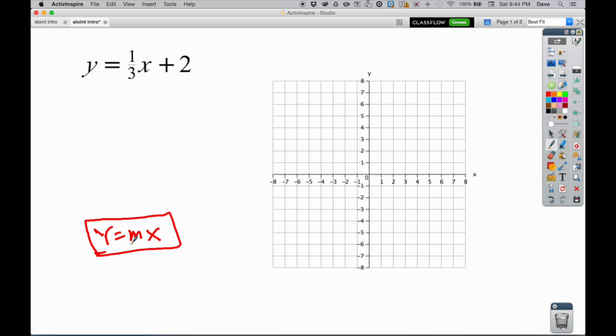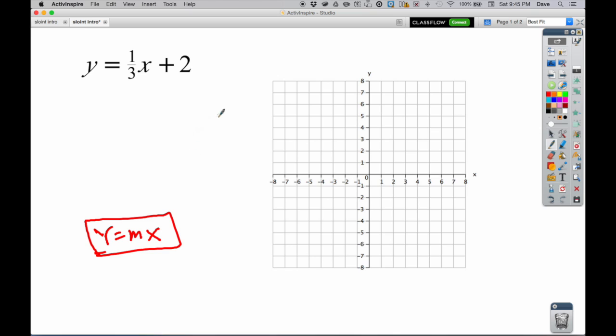Okay, but there are other situations where things aren't proportional. And so we get something that's a little bit different. So take note here. What we've got is y equals 1/3 x. If all that was there without this plus 2, this would fit our direct variation equation and it would be proportional. But because there's this plus 2, we're no longer dealing with proportional relationships. So slope-intercept is for situations that aren't necessarily proportional.